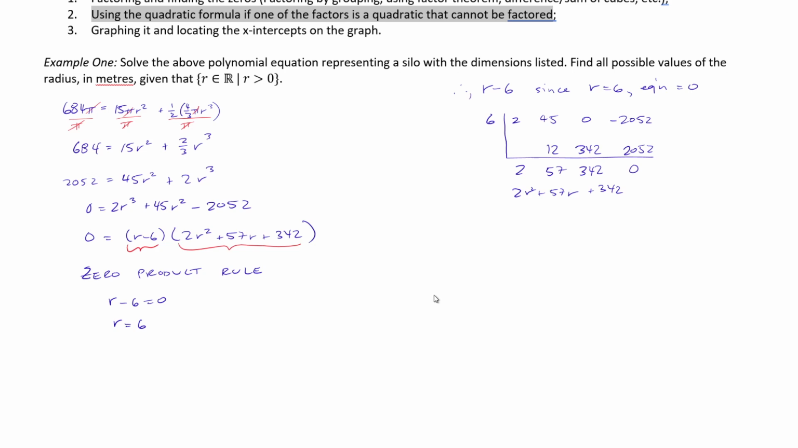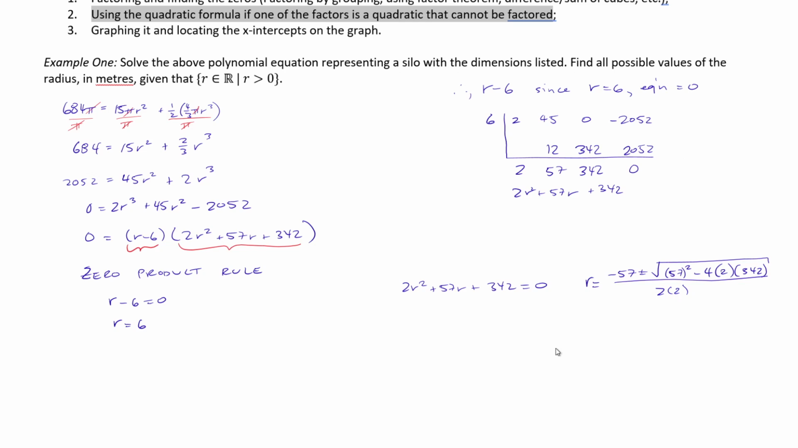But the other possibility is that 2r squared plus 57r plus 342 could also equal 0. And like I said, I'm not going to bother trying to factor that, and quite frankly, I'm not even sure that it is factorable. So I will use my quadratic formula, which says that r is equal to negative b, negative 57, plus or minus the square root of b squared, 57 squared, minus 4a, 2, times c, 342, all over 2a, 2 times 2.